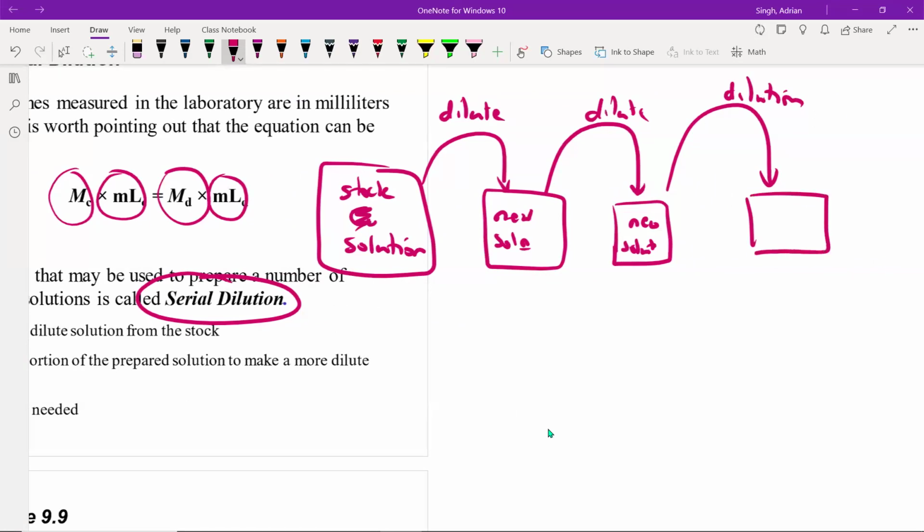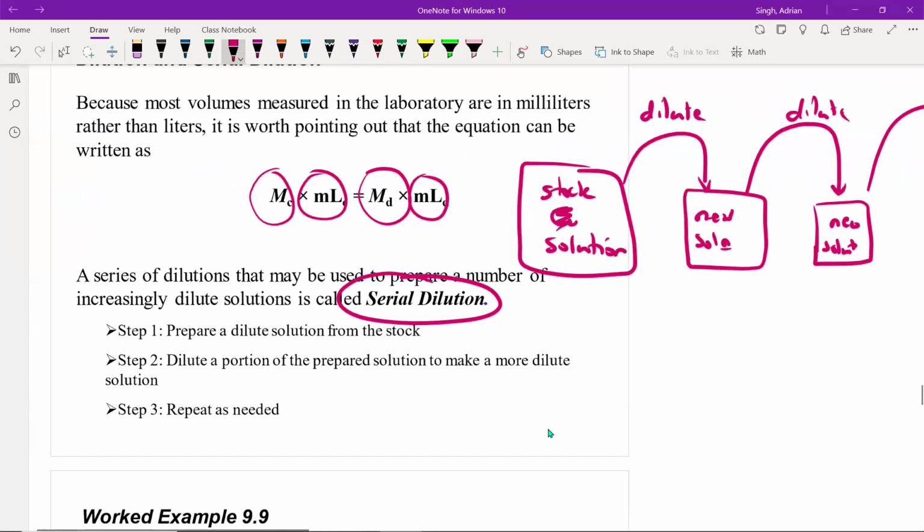And it's a very important technique that's used to make solutions of really, really small concentrations if we need them. So in serial dilution, we take our stock solution and dilute it once. We take that new solution and dilute it a second time, then dilute that third solution to a fourth solution, and if we needed to, we can keep going over and over again and keep diluting it in series. We can repeat that as many times as needed.